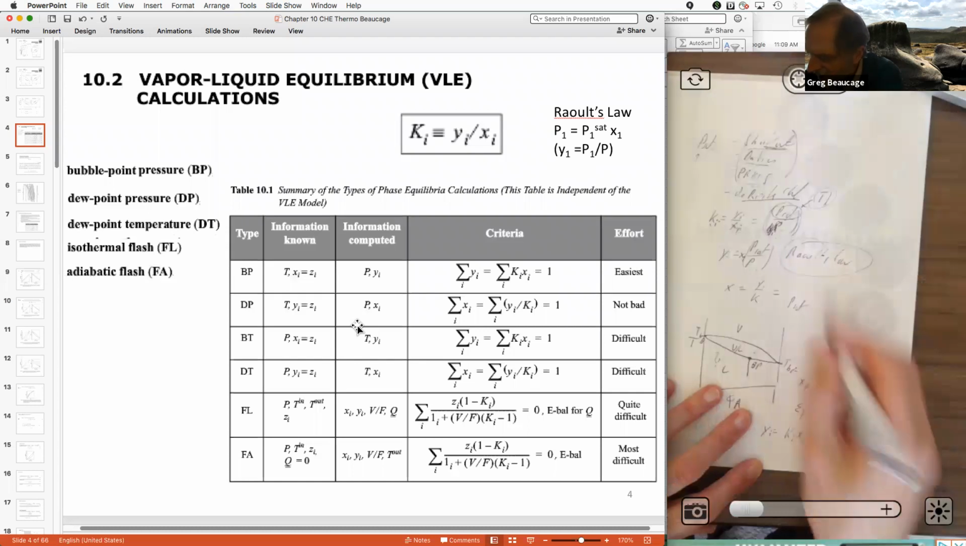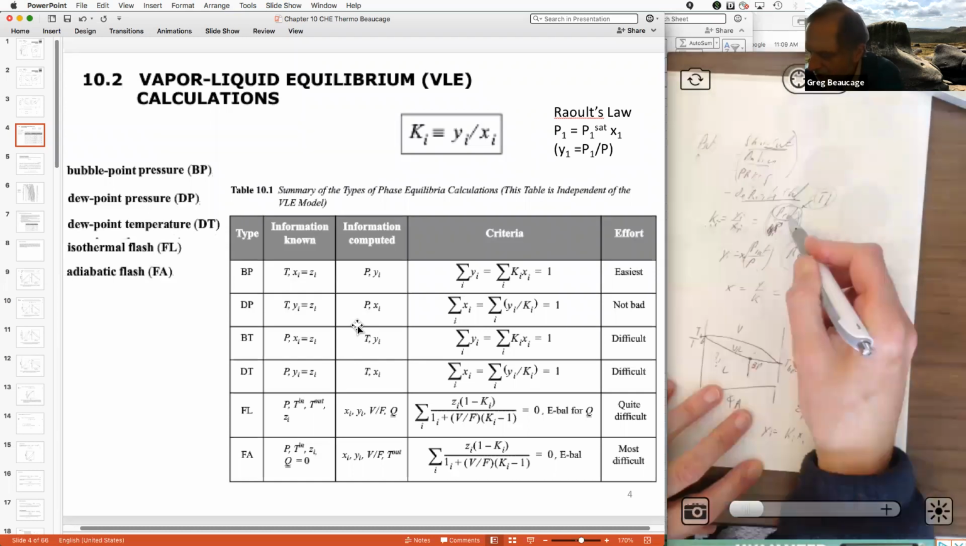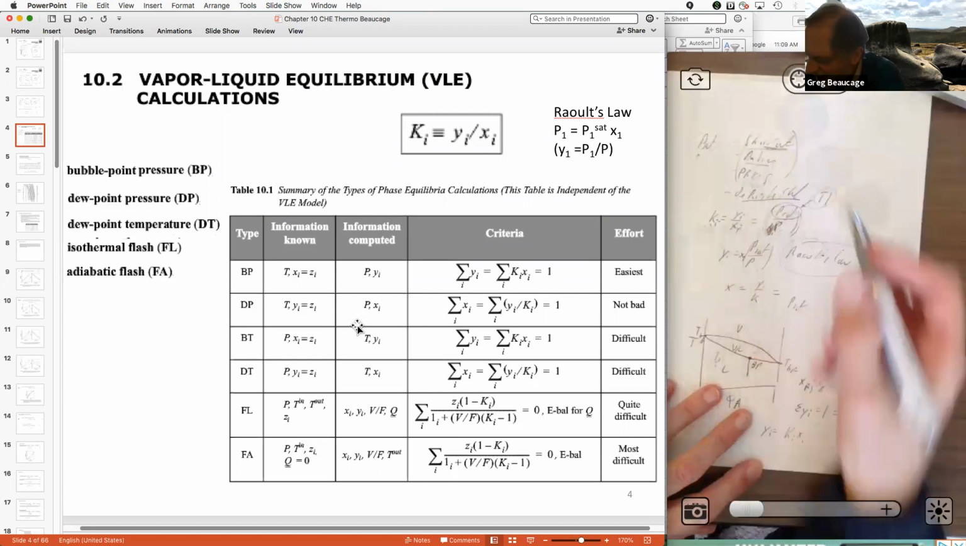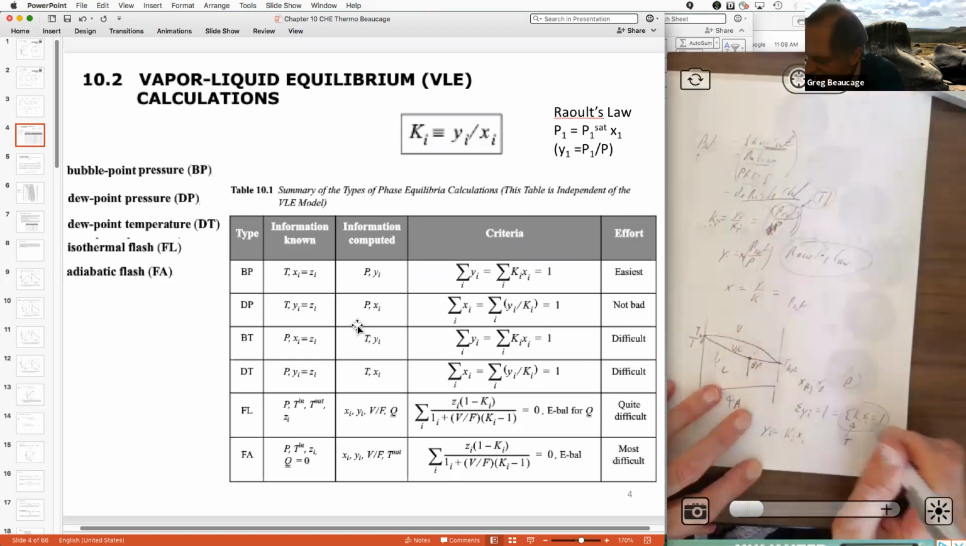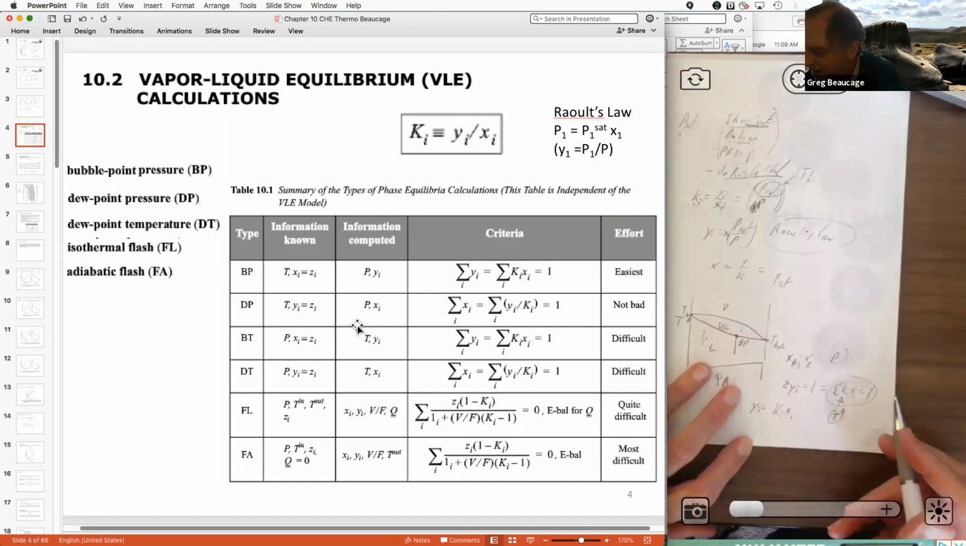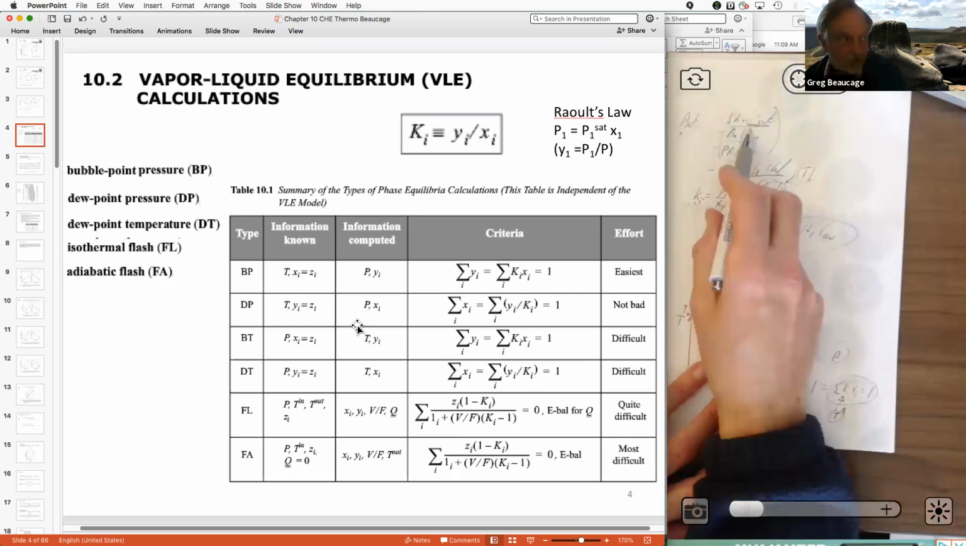So you can get the ki's from one of the equations, like shortcut, Antoine, or the DePriester chart. And you can just plug in different temperatures until this thing sums to 1. So that's a trial and error procedure. You can do that with Solver. If you have an equation, you can do it with Solver.